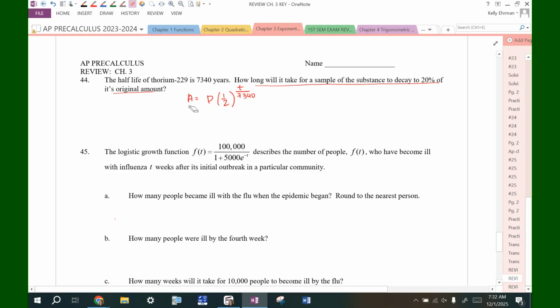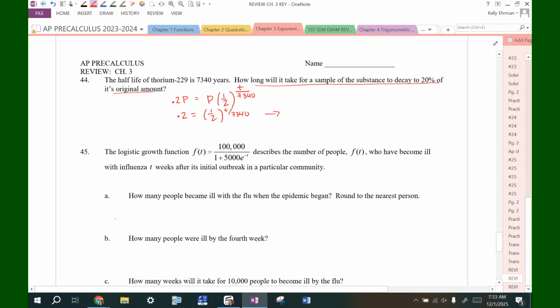Now we want to get to 20% of the substance. So whatever we start with, we would take 20% of that. So just like when we double our money problems in the interest, we divide by p. And then we're left with 0.2 equals 1/2 to the t over 7,340.